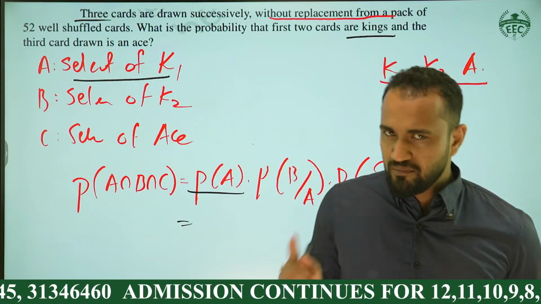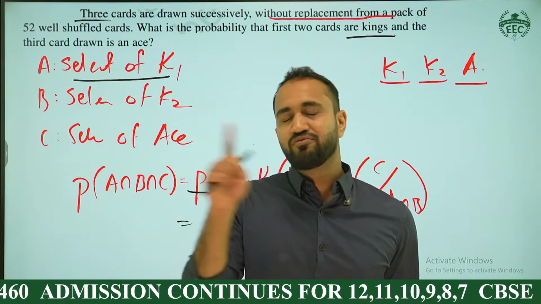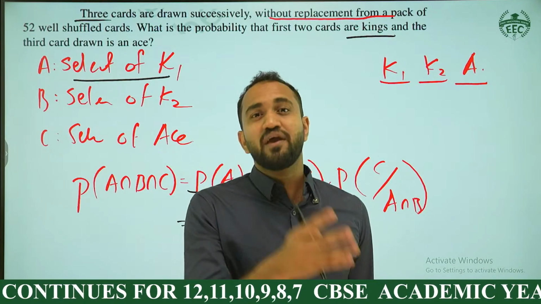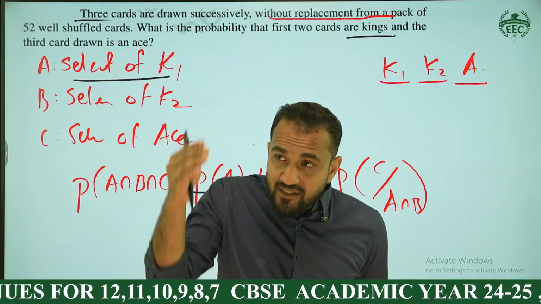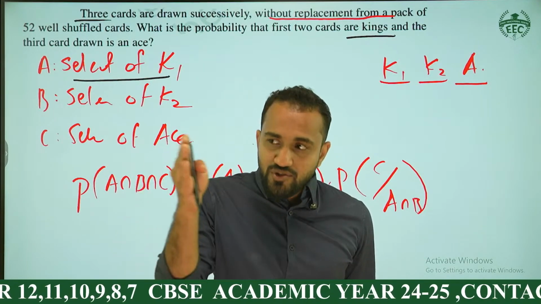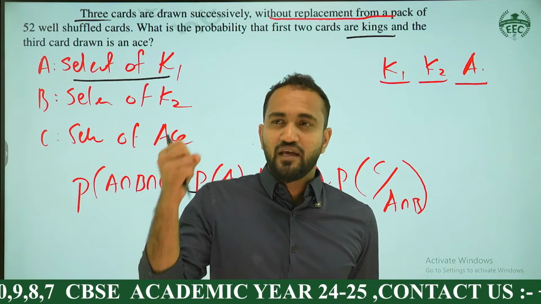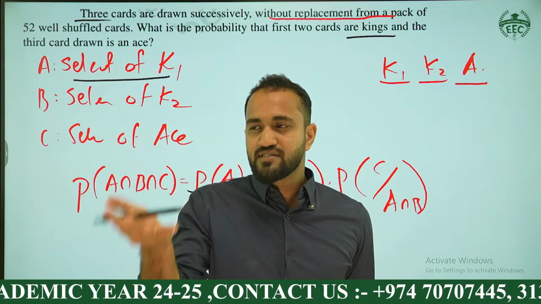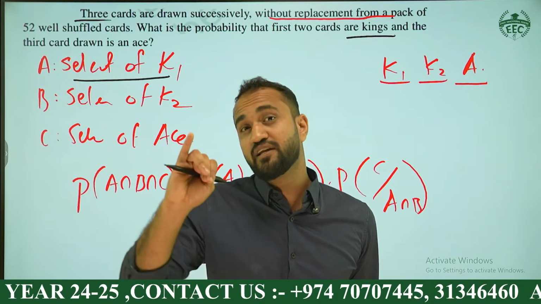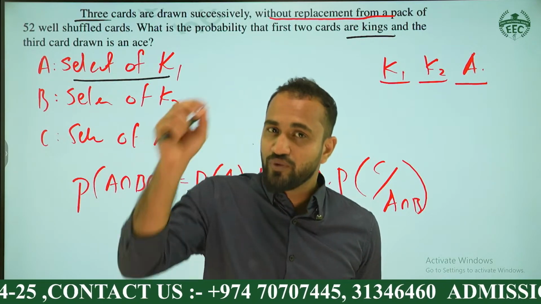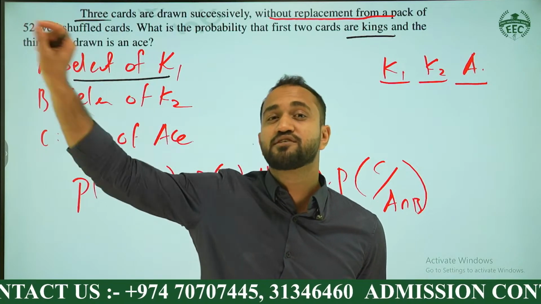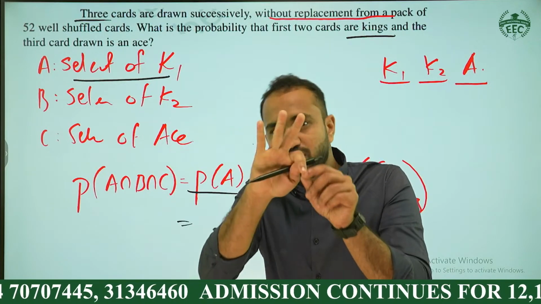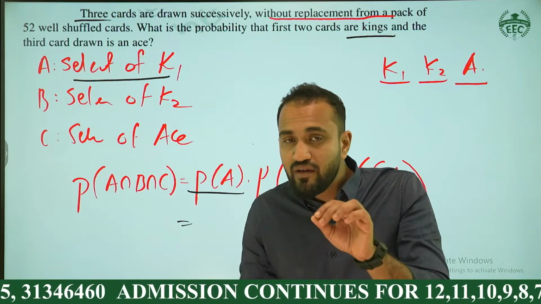Remember, in a well-shuffled deck of cards, there are 4 suits. What are they? Heart, diamond, spade, and club. Now, each suit contains how many? 13. Each of the 13 contains king, queen, jack, which are known as the face cards, then 10, 9, 8, 7, 6, 5, 4, 3, 2, called the numbered cards, and 1 ace card. So 1 suit contains how many face cards? K, Q, J, 3. How many numbered cards? 9, and 1 ace card.